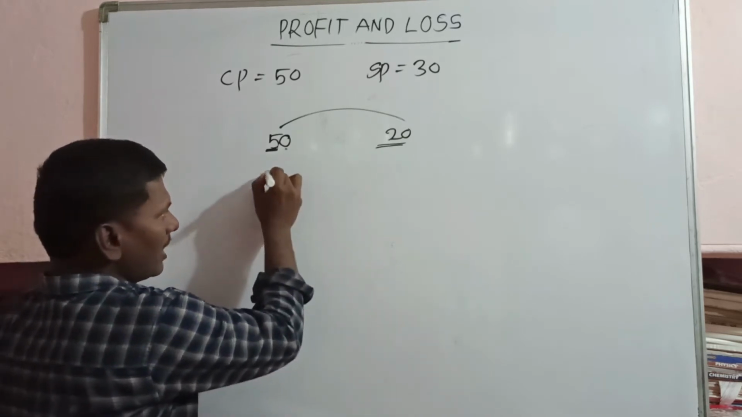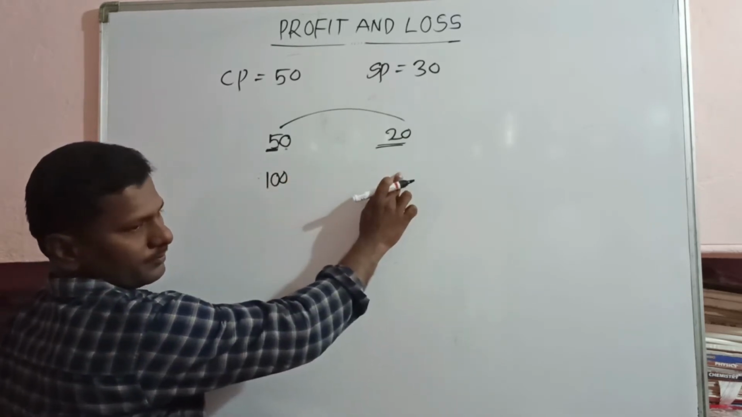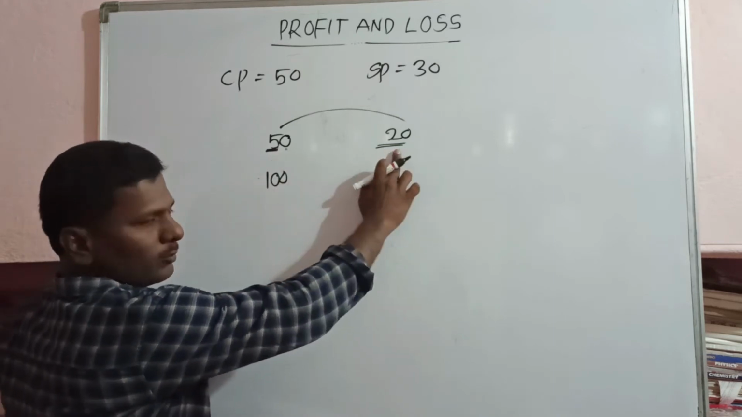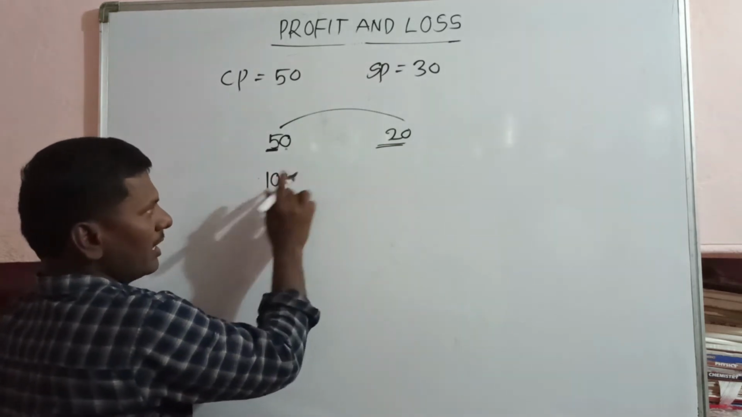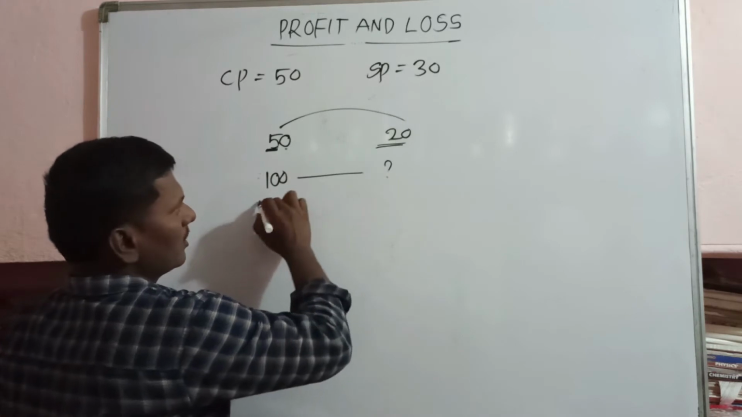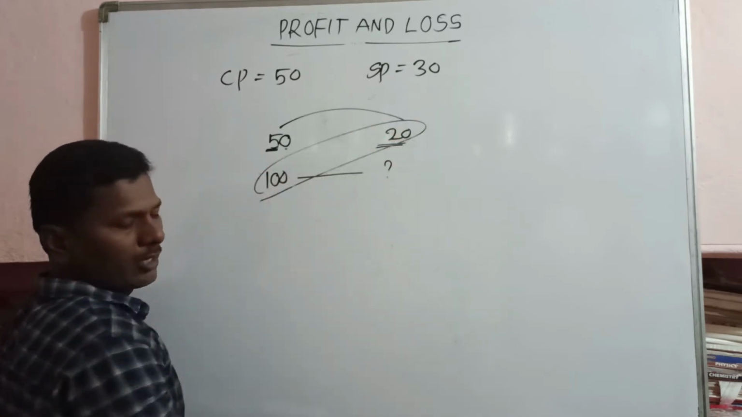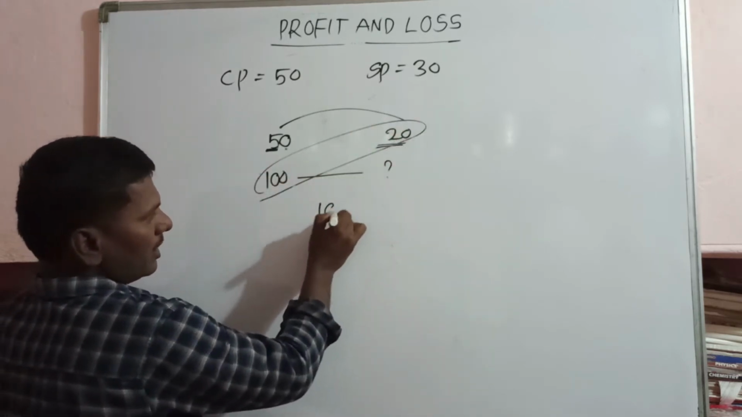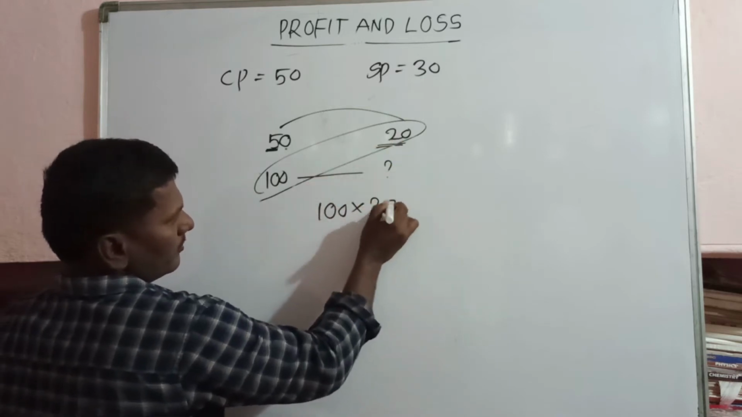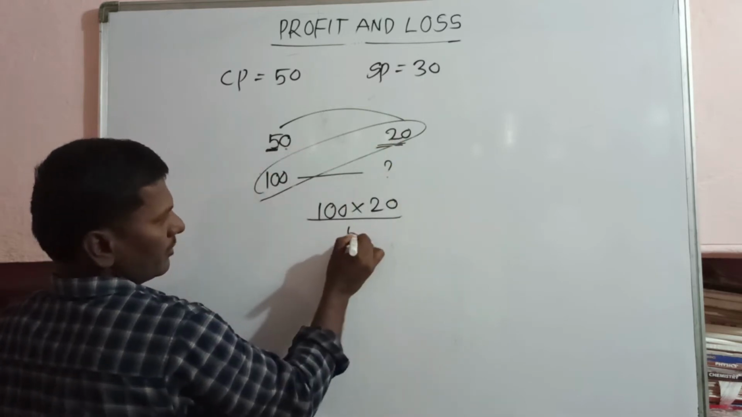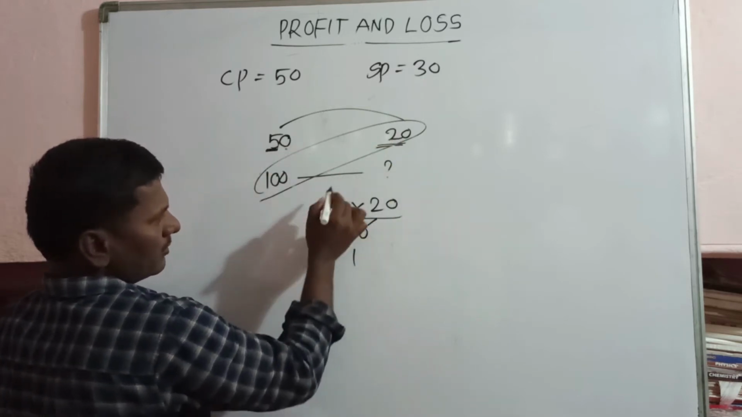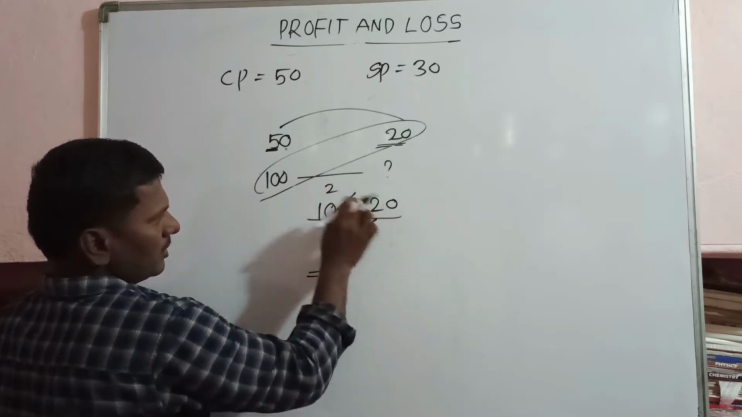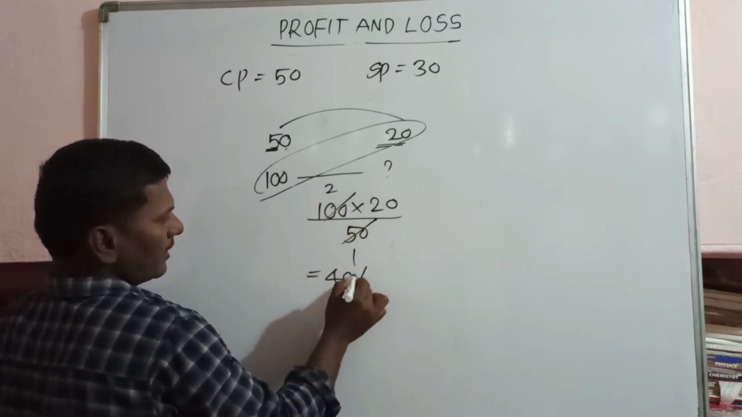Percentage means here for 100, how much I lost? For 50 rupees, I am losing 20 rupees. For 100, how much I lose? So take these two diagonal elements in numerator, 100 into 20 by 50. 5 ones are 50, 5 twos are 100, 2 twos are 40. So 40% loss.